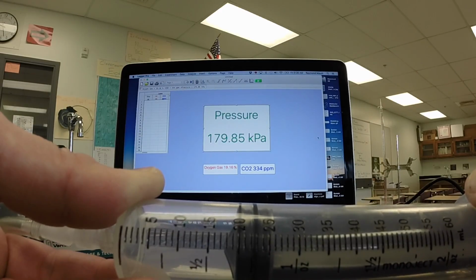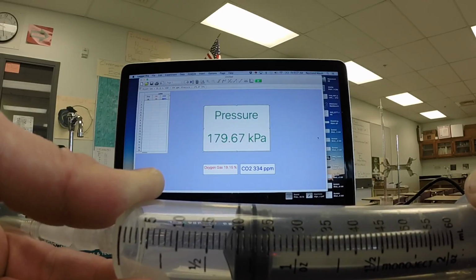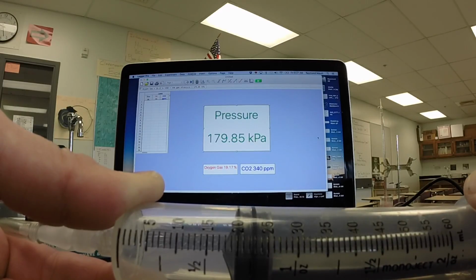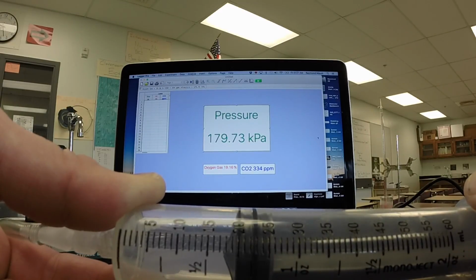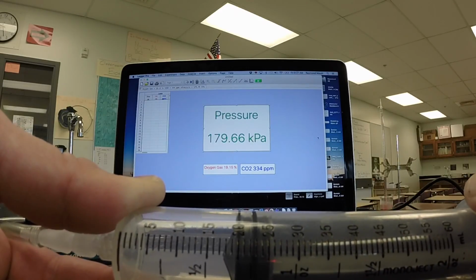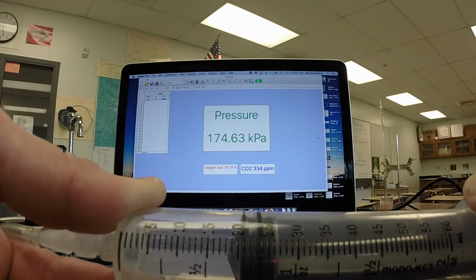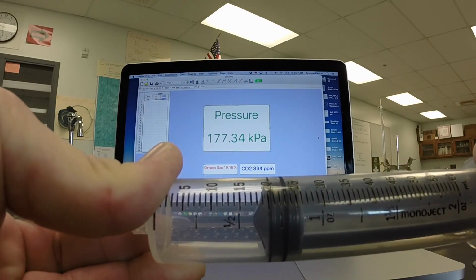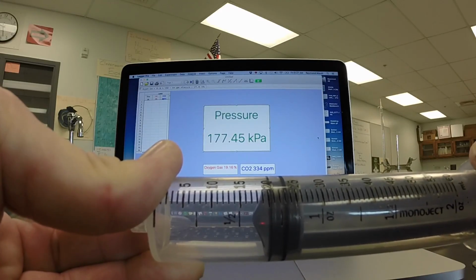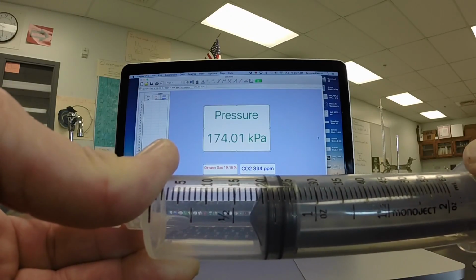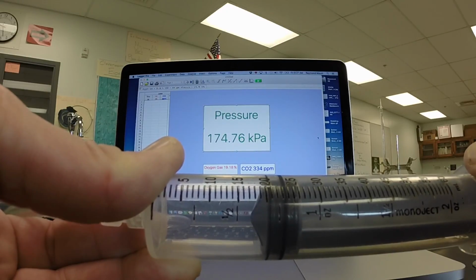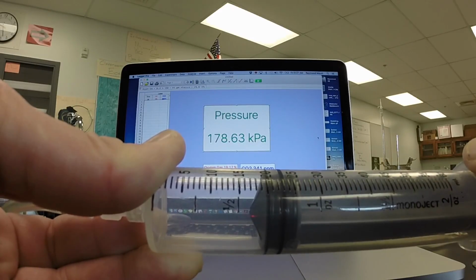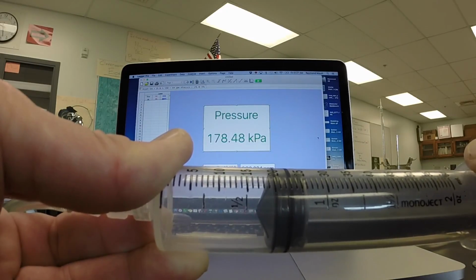I went from 40 all the way down to 20 milliliters, and you can see that the pressure increased to 179 kilopascals. So for the problem, we're going to use 179.8. For the most part, it's fluctuating around 0.8, so we'll go with 179.8 kilopascals of pressure. Likewise, our volume is 20 milliliters, and our temperature right now isn't being recorded here, but I recorded that earlier, and it's about 23 degrees Celsius. So that we'll use as our temperature. Okay, let's try the problem.